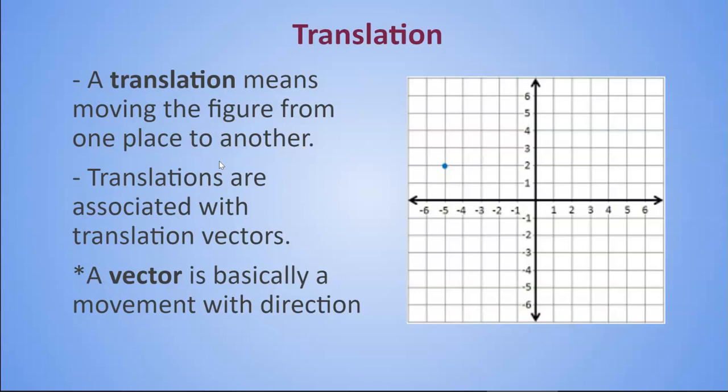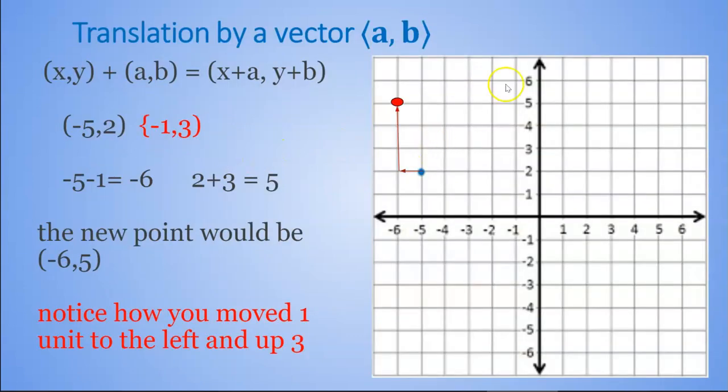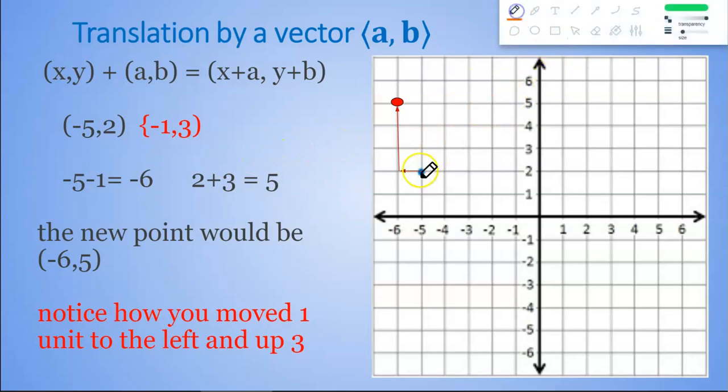Now, when people hear the word vector, they're like, okay, I don't know what that is. But actually, we already did this in the very beginning when we plotted our points. The only difference that we're going to do now, instead of starting with our origin, we're going to start at a certain point. So here's how it works, right? We've got this point right here, and we need to move it. And the translation vector that we're using is -1 and 3.